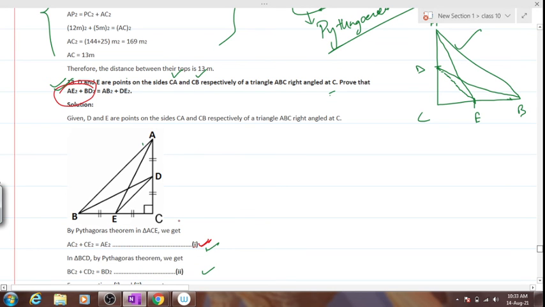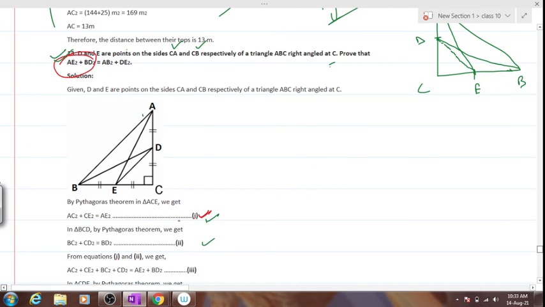Once we have equation 1 and 2, can we equate them? Adding the RHS and adding the LHS. Yes or no, confirm. Because we'll somehow get this AE square plus BD square. Is it clear? And on the RHS, we have AC square plus CE square plus BC square plus CD square. Yes or no?